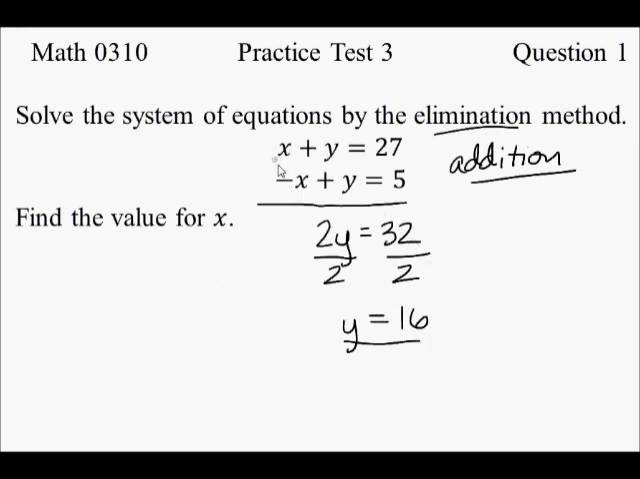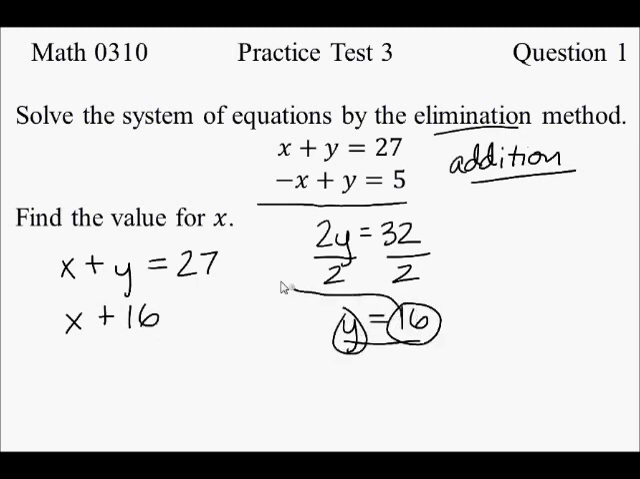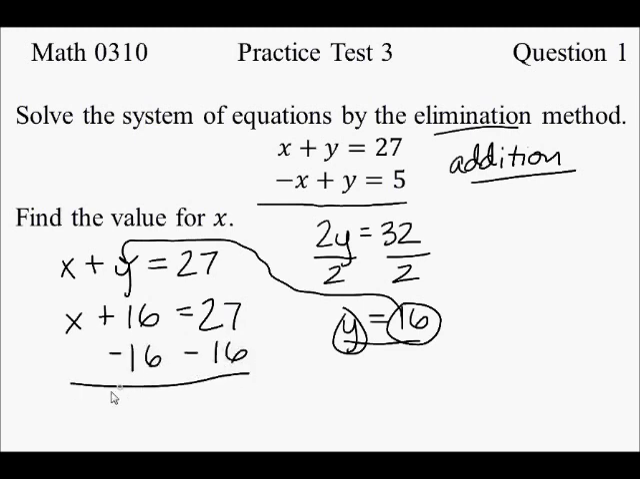So if we look at the first equation, x plus y equals 27, and we already know that y is 16, so this really becomes x plus 16. In other words, we're plugging in the 16 for y there. And so x plus 16 is 27. Now we need to just subtract 16 to figure out what x is. So we do that to both sides. We get that x equals 11. And so we have the answer x equals 11, y equals 16.